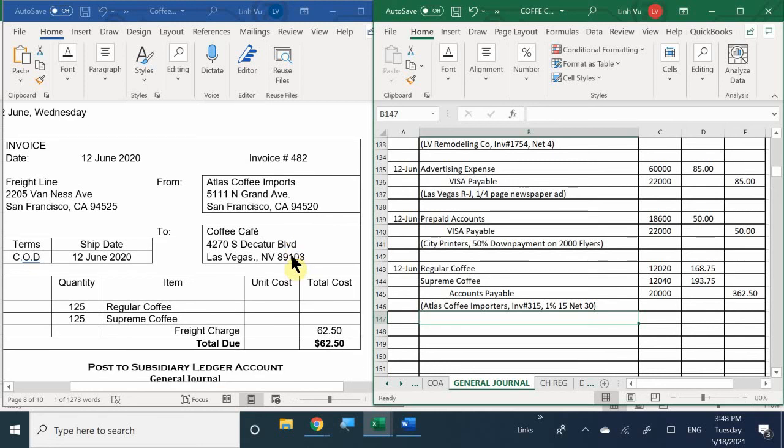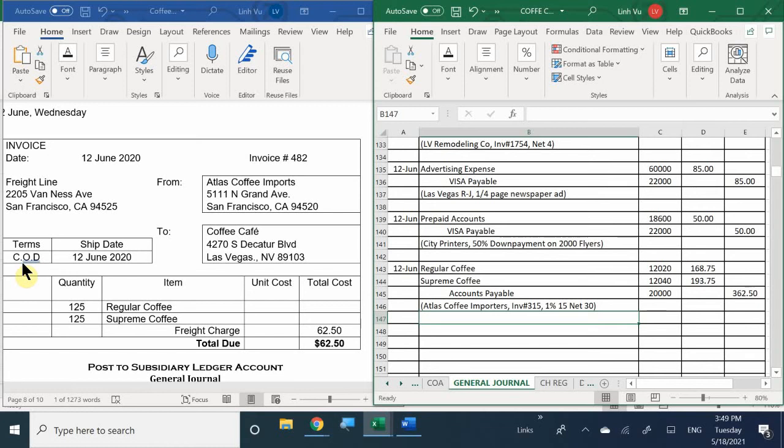Here they also used a separate third-party vendor to ship us the coffee. Now, if you think about it, 125 pounds of coffee, 250 pounds of coffee is a lot. So with that being said, they used a third-party vendor to ship these coffee items to us. And guess what? This vendor expects us to pay now because they are COD. Therefore, we need to pay this vendor when we receive our items.